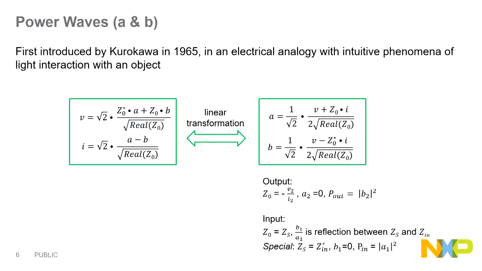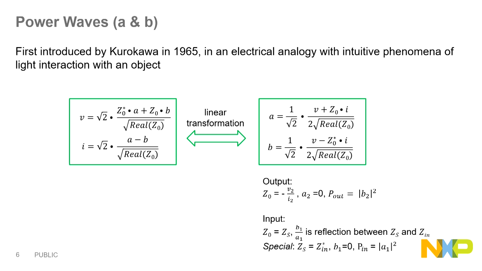Now here is some of the definitions and mathematics behind it. The A and B waves were introduced by Kurokawa from Japan in 1965. It is basically an electrical analogy to incident light versus reflected and transmitted light interacting with an object, which is a very intuitive way of understanding the phenomenon. The A and B waves are defined by a voltage and a current and a characteristic impedance Z0. With a linear transformation, you can also obtain the voltage and current. But keep in mind, here we introduce the characteristic impedance Z0.